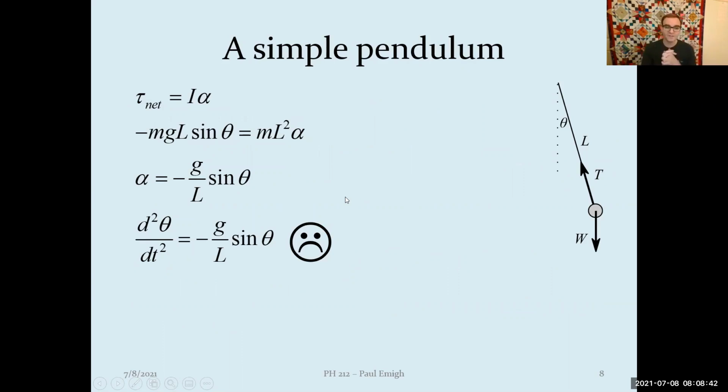So you might look at this at first glance and say, oh no, I'm in trouble. In particular, sine is not a linear function of theta. So this is actually a really, really challenging differential equation to solve. We might be totally out of luck at this point.